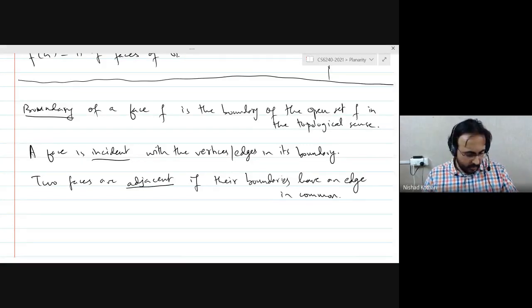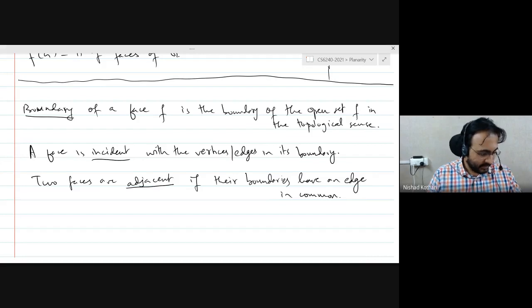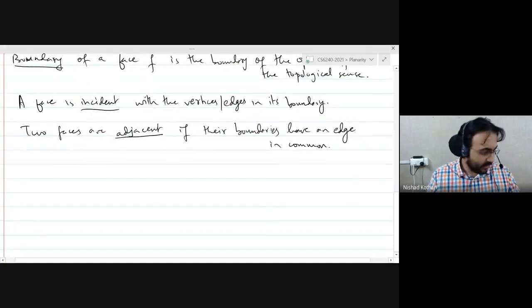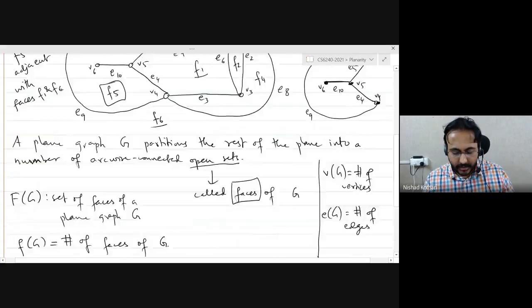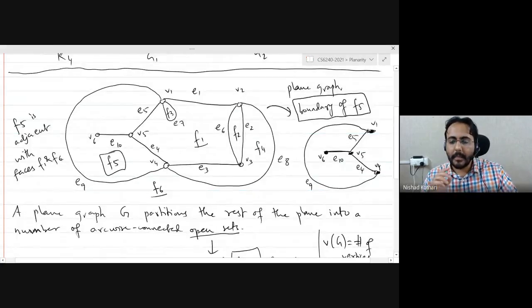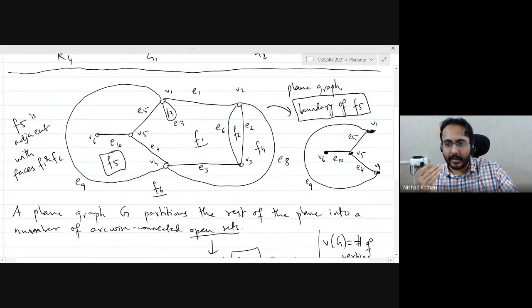Lots of terms, a bit boring. All right. How many faces is each edge incident with? If you look at any edge, how many faces is that edge incident with?